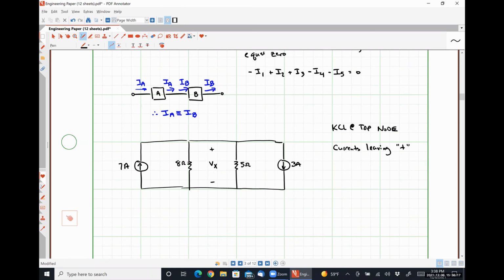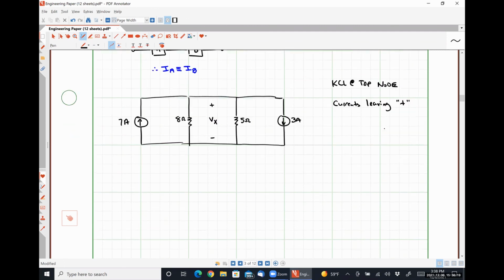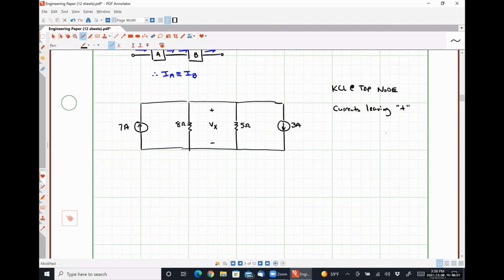So, is the 7 amp current provided by the source on the left, is that leaving the node or entering the node, the top node? It's entering. So what sign should it get? Negative.